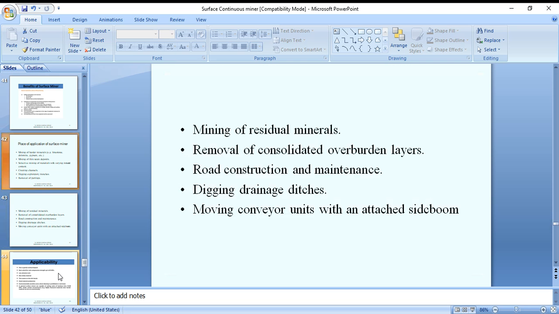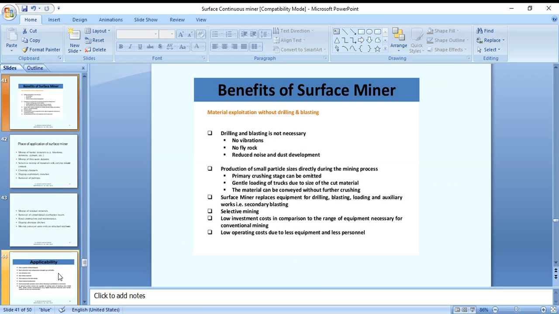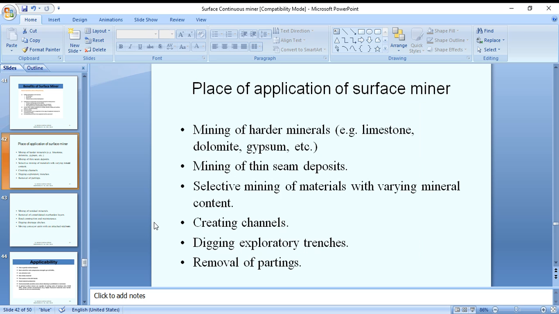Auxiliary working and secondary blasting are avoided. Selective mining is possible. Low investment cost in comparison to the range of equipment necessary for conventional mining. Low operating cost due to less equipment and less personnel. So you can easily observe what the benefits of the continuous surface miner are.